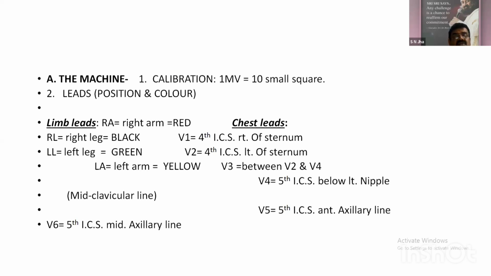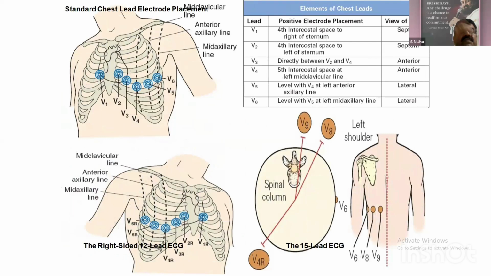And in the chest leads, we need to know the positions. We have a beautiful picture here of the position of the chest leads. You can see from the left upper part. V1 is located in the right fourth intercostal space just beside the sternum, and V2 is in the left fourth intercostal space beside the sternum. V3 has no specific position; we say it is in the middle of V2 and V4. V4 is in the left fifth intercostal space in the mid clavicular line.